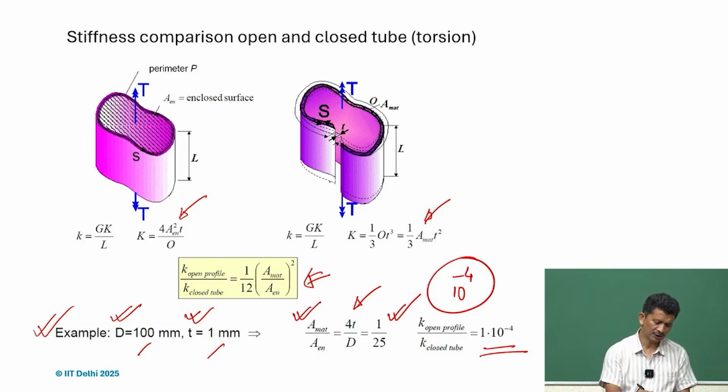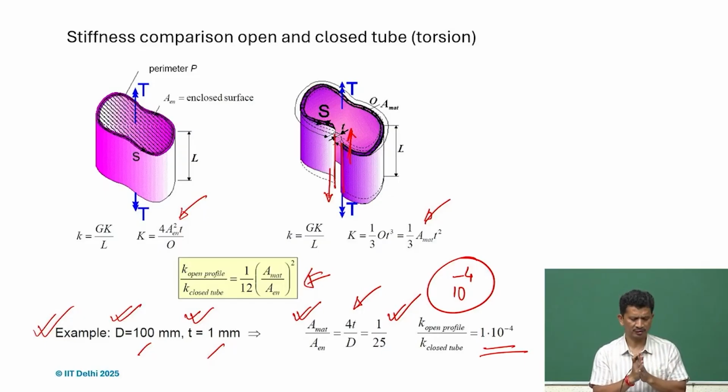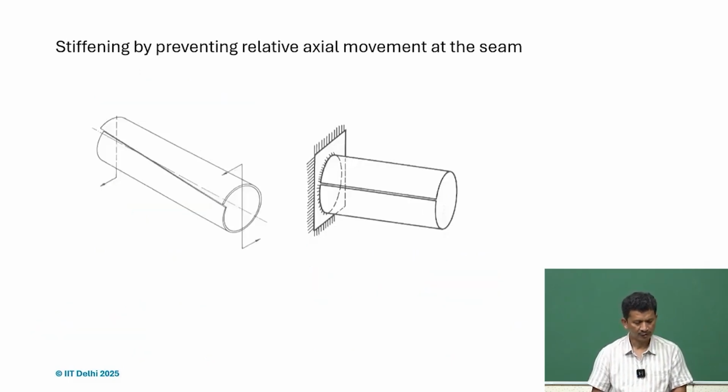So what we have to understand is that if it's an open section, along the slit, wherever the opening is along the length, they don't remain in the same place, but there is a relative movement. If we don't allow that, probably we can achieve the same stiffness as the closed tube. So this is what I illustrated here: stiffening by preventing relative axial movement at the seam.